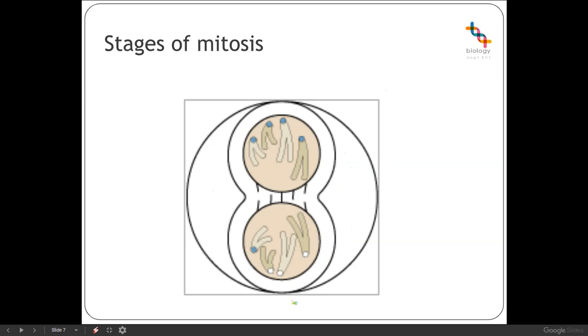During telophase, our chromosomes are going to start decondensing and the nuclear membrane is going to form around them. This finishes off with the second stage of mitosis, which is cytokinesis, and that's where we have the separation of the cytoplasm, the cytoskeleton, into two daughter cells.